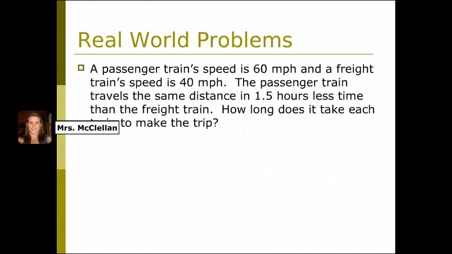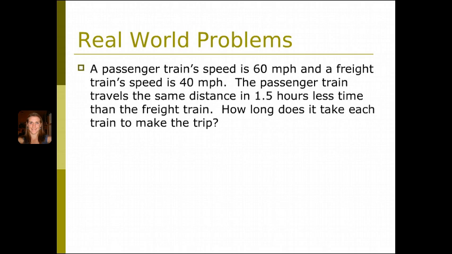A passenger train's speed is 60 miles per hour, and a freight train speed is 40 miles per hour. The passenger train travels the same distance in 1.5 hours less time than the freight train. How long does it take each train to make the trip?